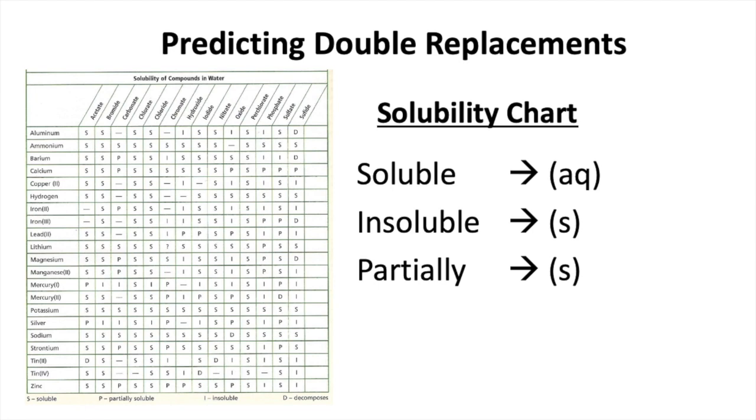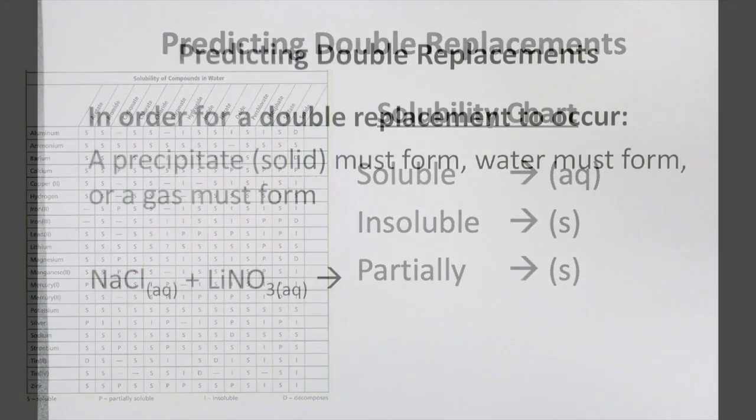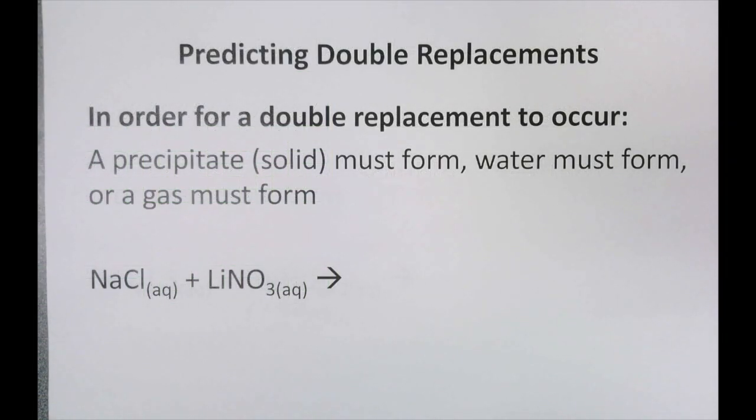So now let's go through some examples of this and see how this will work. Our first example for predicting the products of a double replacement reaction is sodium chloride combining with lithium nitrate. Both are aqueous. So in order for this reaction to occur, one of the products must either be a solid, water, or some kind of gas. So what we're going to do is figure out what the products would be, and is one of them going to be a solid, water, or a gas? If none of that is true, the reaction won't occur.